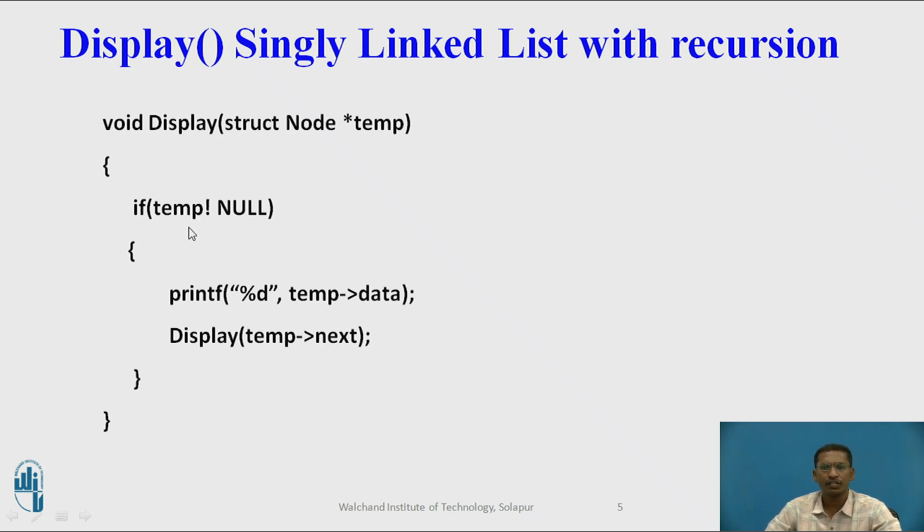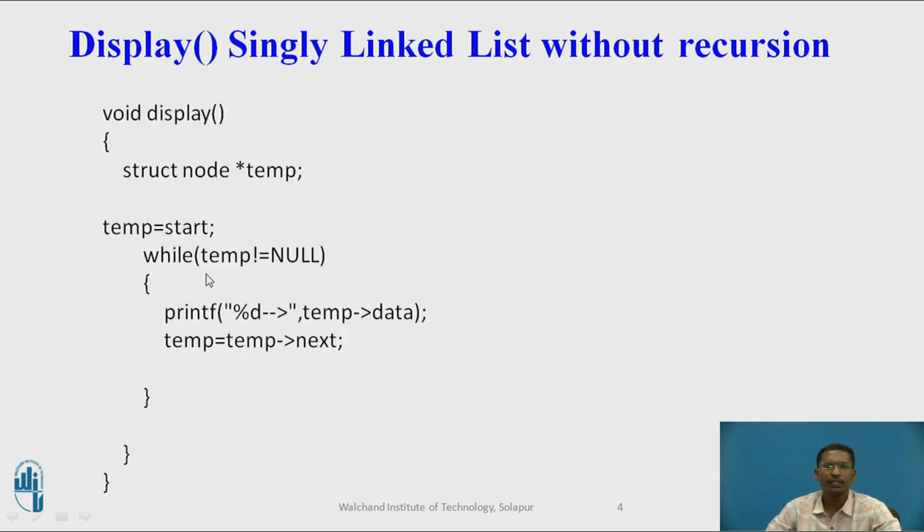So the exit condition is: if temp is not equal to null, it will come inside this if condition. If temp reaches null, it will come out of this recursive call. So if temp is not equal to null, printf %d temp arrow data, display temp arrow next. Display temp arrow next is nothing but the next call. So we are making the next recursive call, and we are passing the address of the next node.